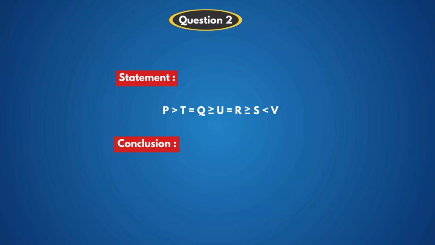Question number 2. Statement: P > T = Q >= U = R >= S < V. Conclusion 1: R < T. Conclusion 2: T = R.